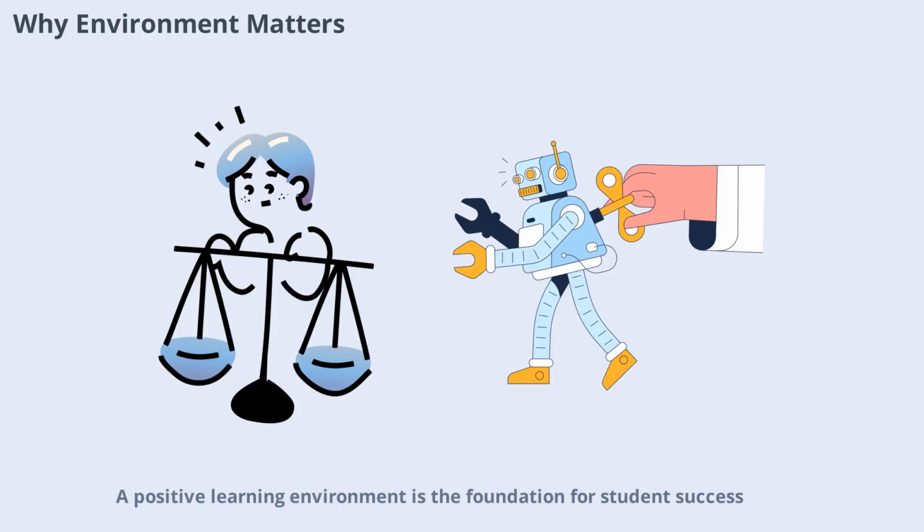A positive learning environment is the foundation for student success, especially in technology education. When students feel safe, respected, and valued, they are more likely to participate actively and take intellectual risks. This sense of belonging encourages curiosity and resilience, which are essential for mastering new technologies. By focusing on the environment, educators can help students overcome challenges and develop a lifelong love for learning. Let's see how the right atmosphere can make all the difference in technology classrooms.